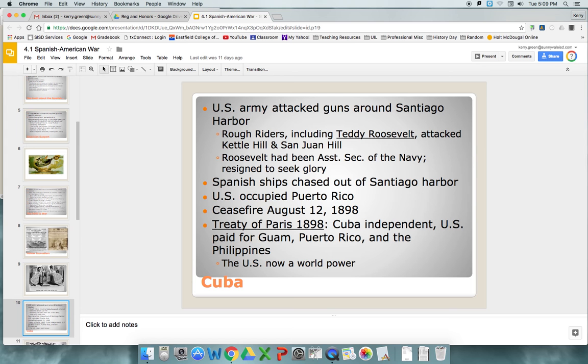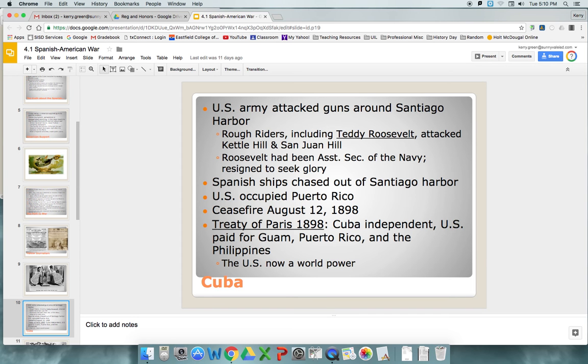So the U.S. will occupy Puerto Rico as well as basically having control of Cuba. And very quickly, we're going to see the end of the war. The Treaty of Paris is signed in 1898 that grants Cuba its independence like the U.S. had requested. The U.S. will pay for Guam, Puerto Rico, and the Philippines. So Spain will then give up its territory in these areas. And the U.S. will pay for them, and Cuba will have its independence. So the United States is able to kind of pat itself on the back and say, see, we didn't take territory, we bought territory. Except, of course, they bought the territory under force.